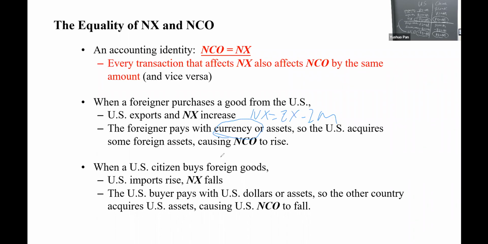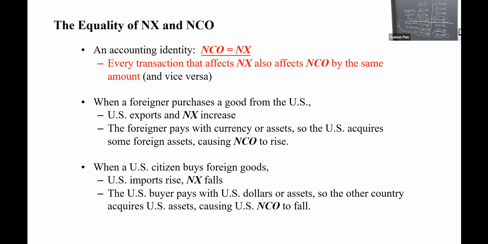So when US citizens buy foreign goods, like from China, then US imports rise. These imports rise, and the net exports fall. And the US buyers pay US dollars or assets. So the other countries acquire the US asset, causing the US NCO to fall. This is really important, so you should really understand this part.